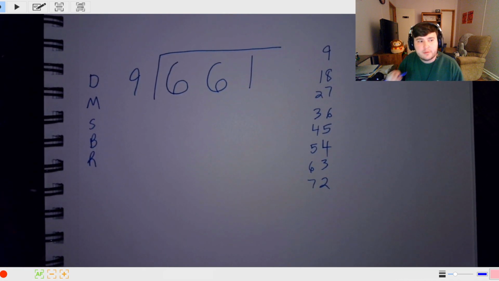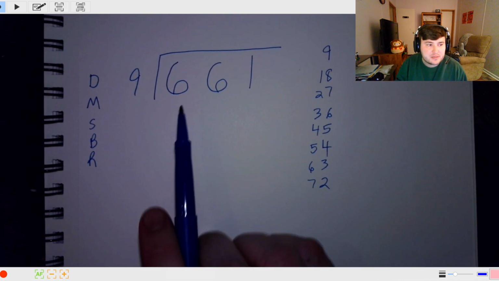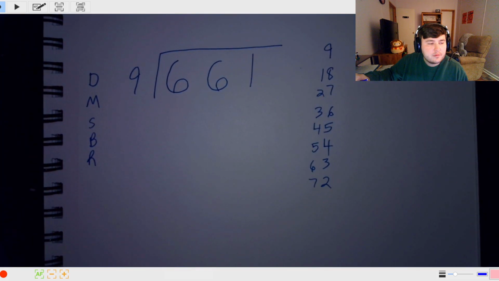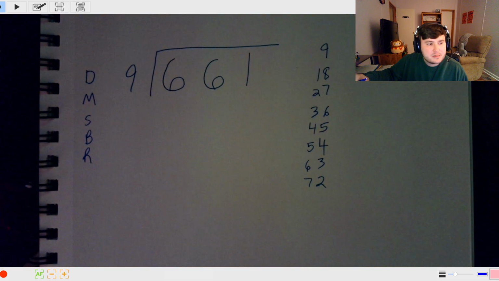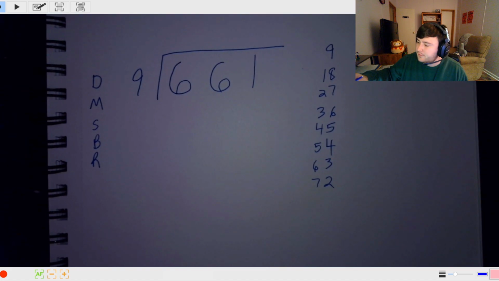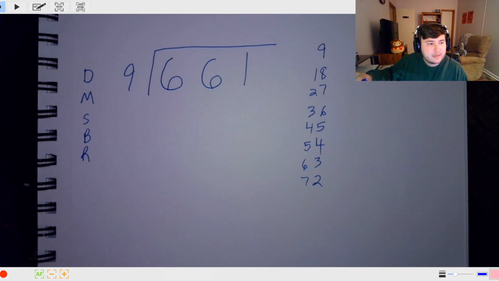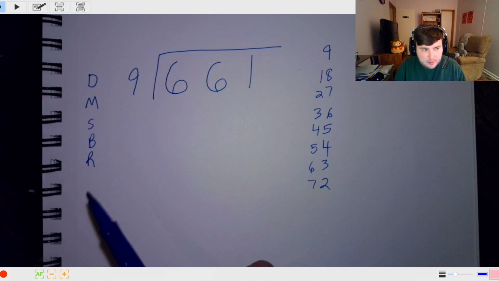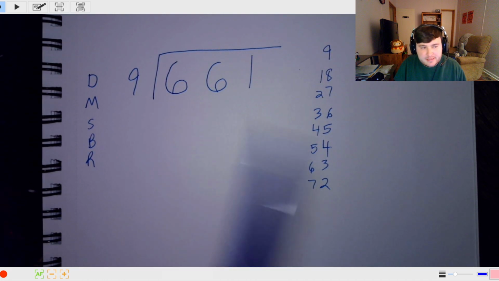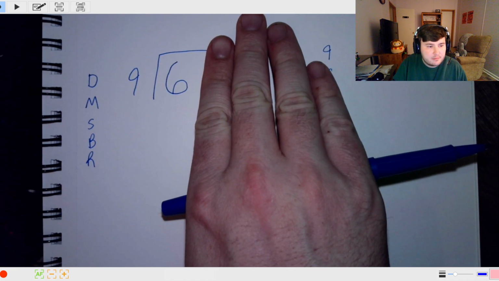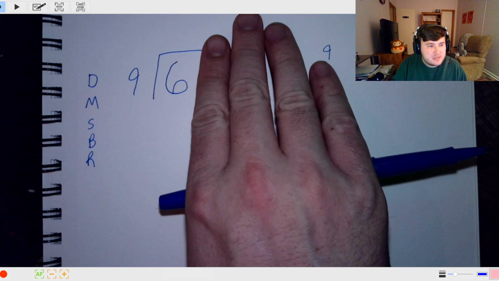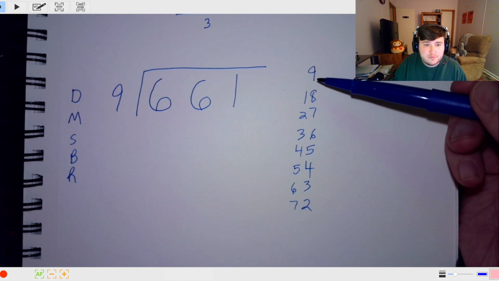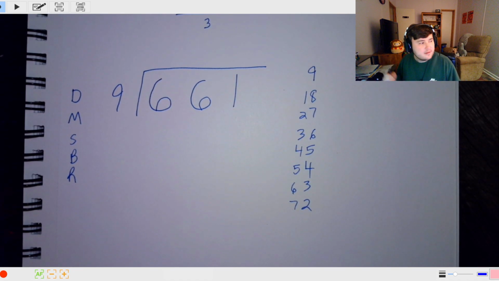So now we got 6. We're looking at the 6, and I'm trying to make this brighter if I can. There we go. I'm asking myself, as the person solving the problem, just like you'll ask yourself, how many times can 9 go into that number? How many times can 9 go into 6? Well, if I look at my list, the first number is 9. That's already too far.